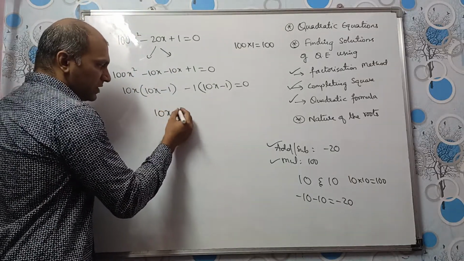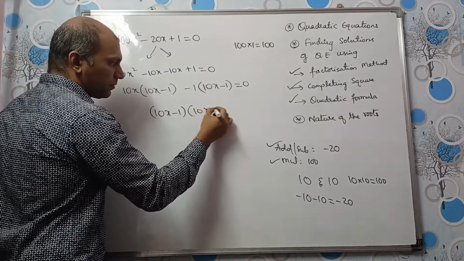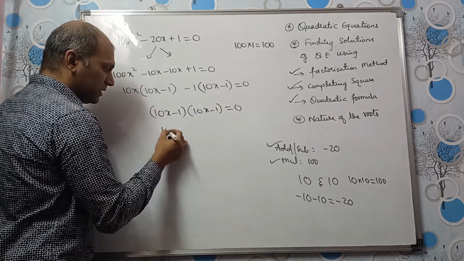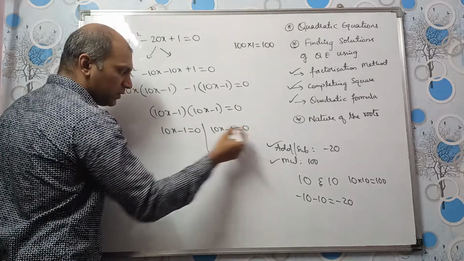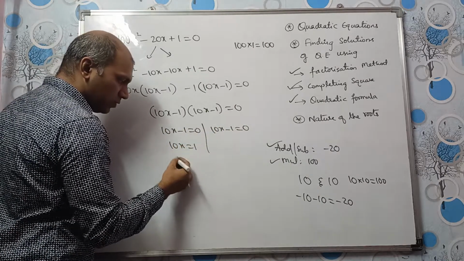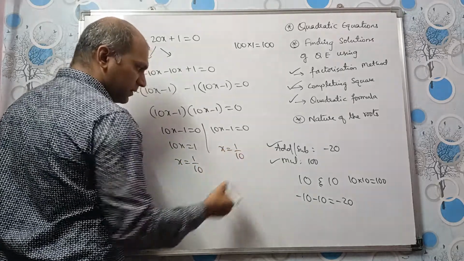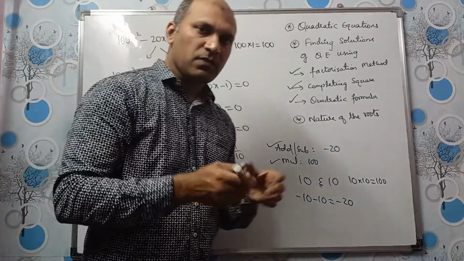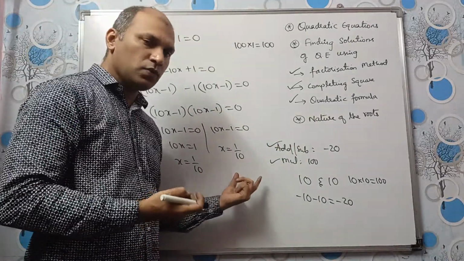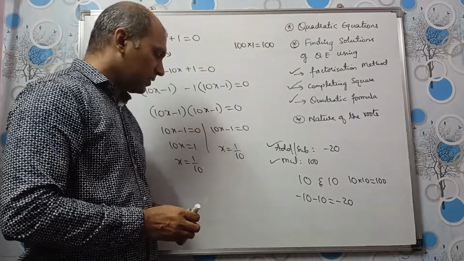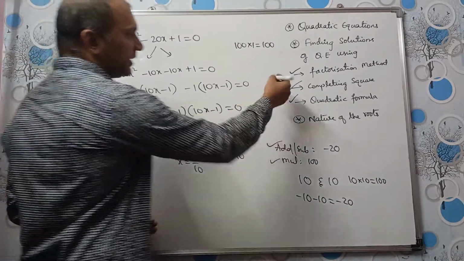So we have 10x minus 1 and 10x minus 1 equal to 0. So 10x minus 1 equal to 0, 10x minus 1 equal to 0. This is 10x is equal to 1, x is 1 by 10. Here also x will be 1 by 10. Okay, so we got the same roots. Yes, an equation can have two same roots also, right? 1 by 10 and 1 by 10. So that was the factorization method.